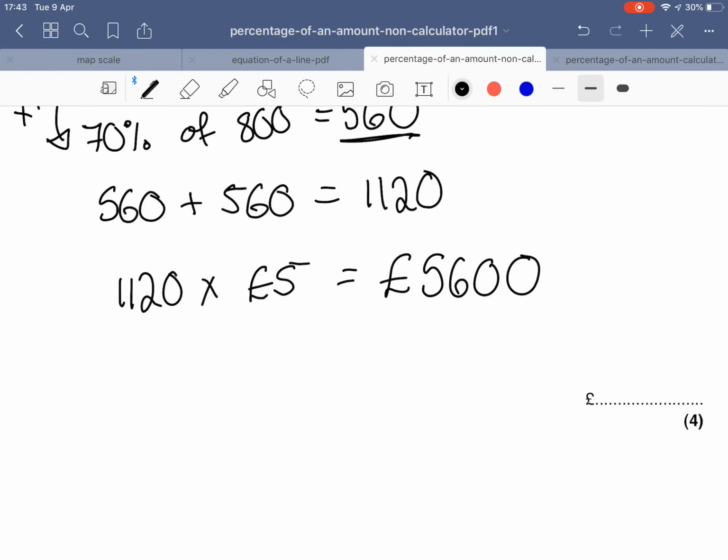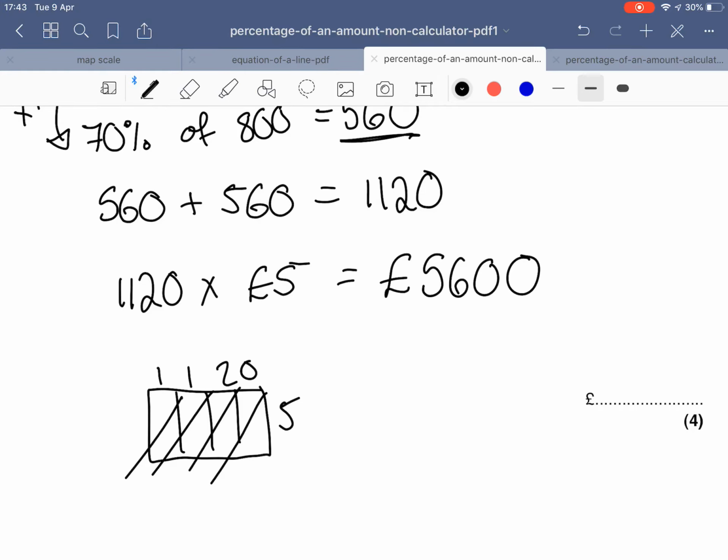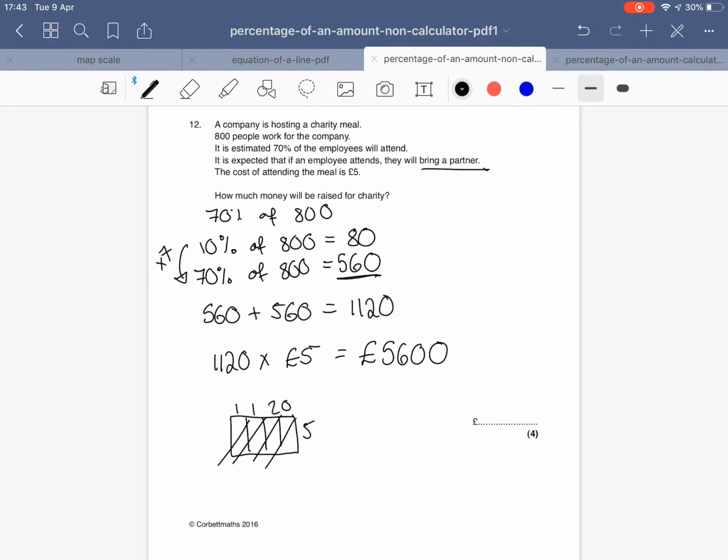Okay, wouldn't it take you long to times by 5? You could have drawn out your grid method. 1120 times by 5 wouldn't have taken you long. You should have got 5600.